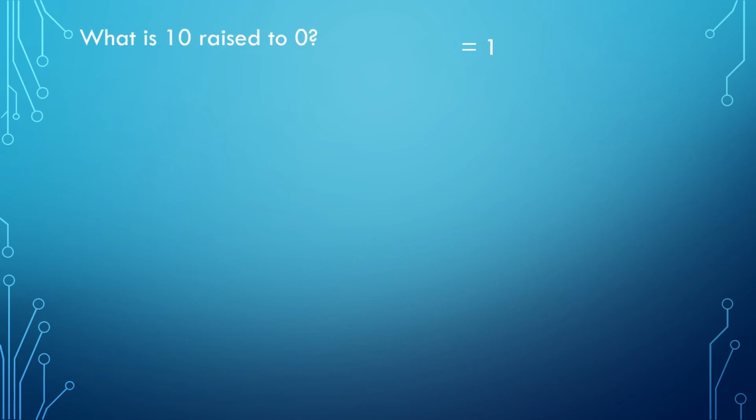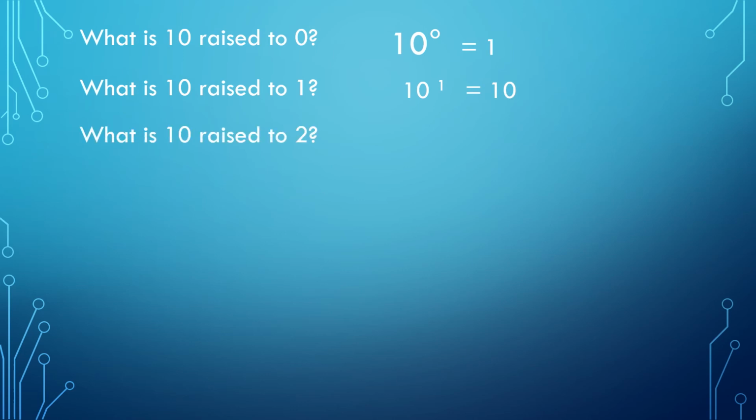So now, what is 10 raised to 0? Any number raised to 0 is equal to 1. And what is 10 raised to 1? It means 10, that is equal to 10. What is 10 raised to 2? Then 10 squared means 10 times 10, which is equal to 100.